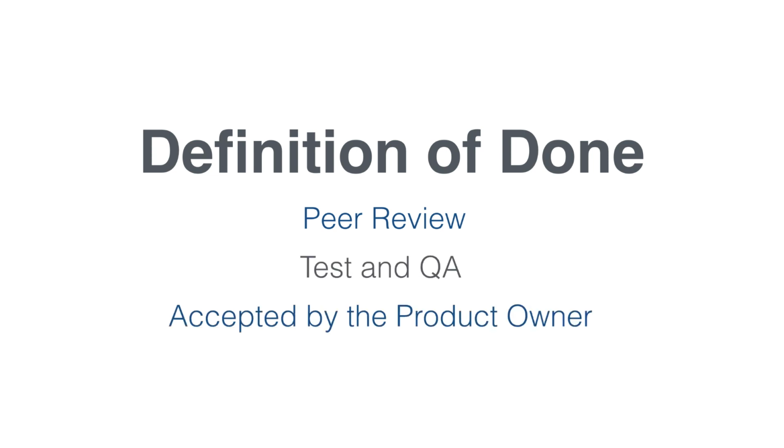Now let's take a closer look at definition of done. From my experience, your definition of done is usually made up of three areas, which are peer review, test and QA, and accepted by the product owner. Now again, these are not story specific, but they apply to every story. So let's just dive a bit deeper into that.